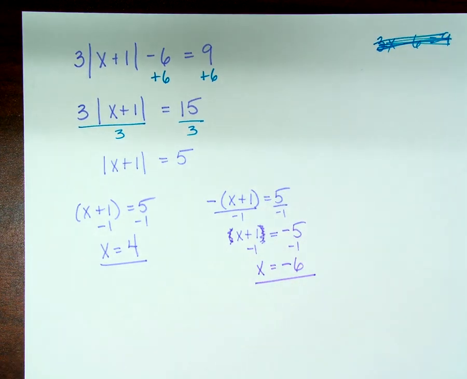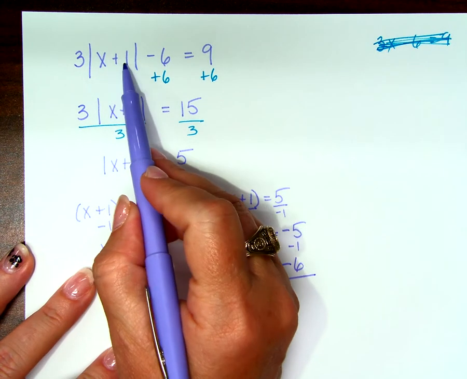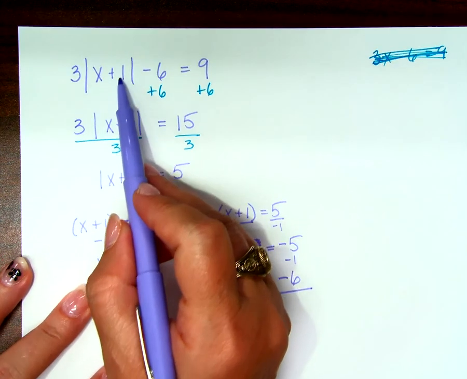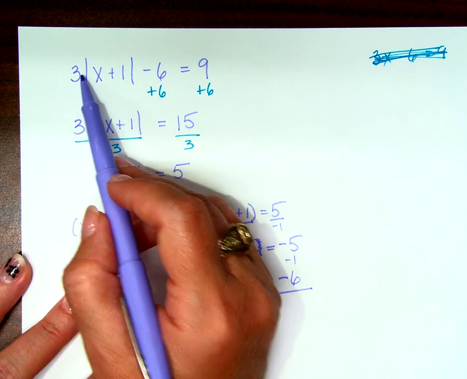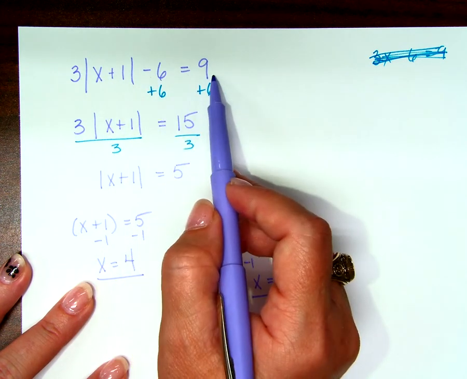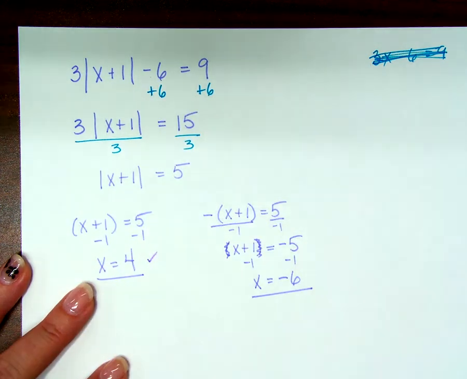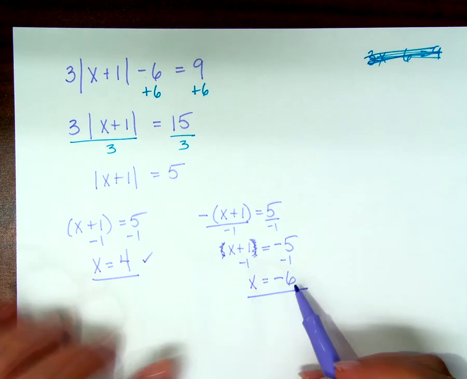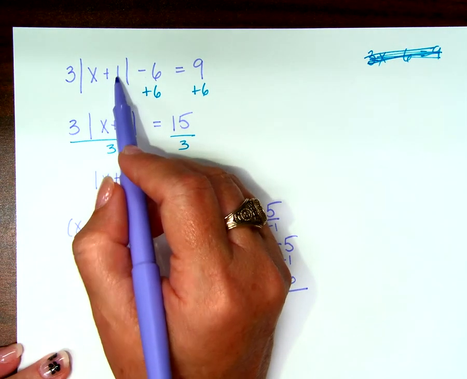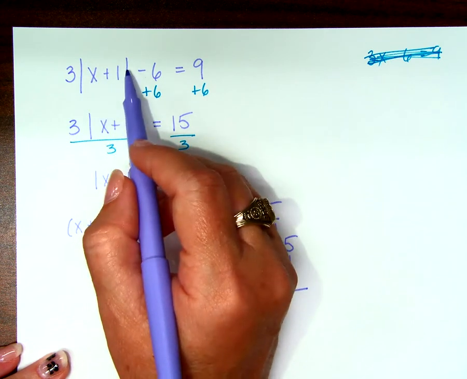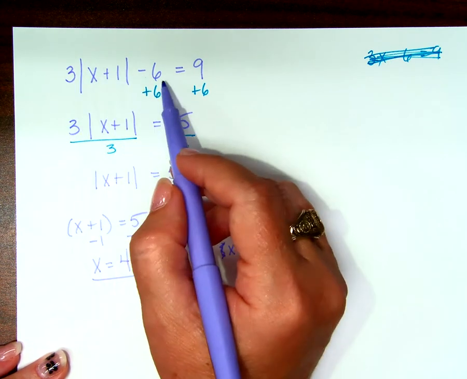Now what? Check it. 4 plus 1 is 5. Absolute value of 5. 5 times 3 is 15, minus 6. Is it right? Negative 6 plus 1 is negative 5. Absolute value of negative 5, times 3, is 15 minus 6.